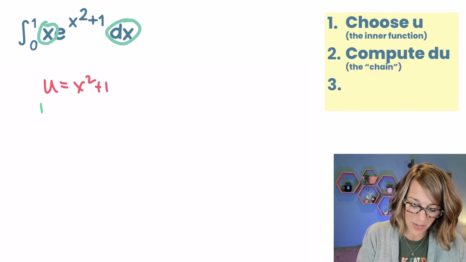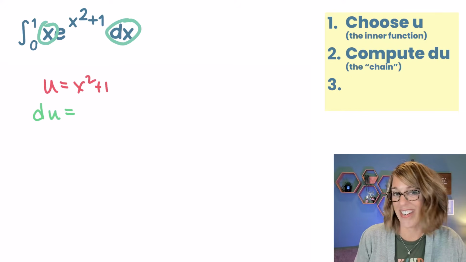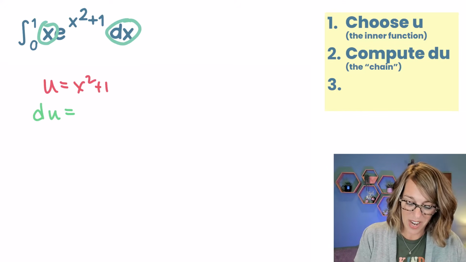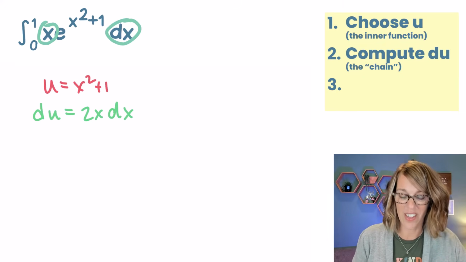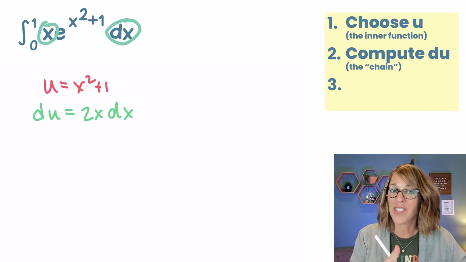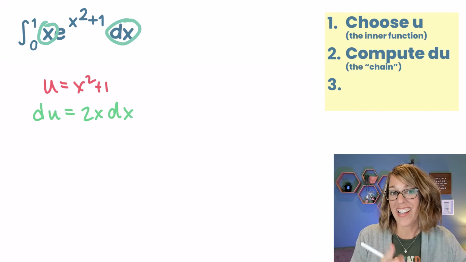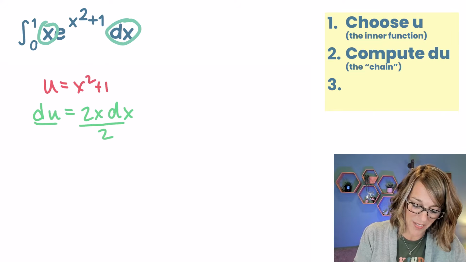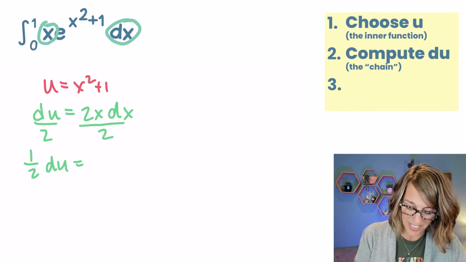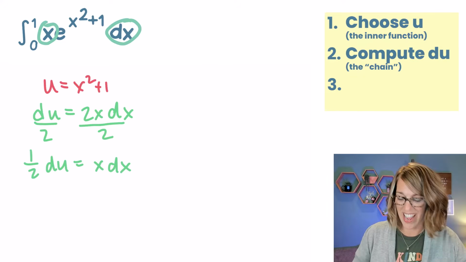So as I take the derivative of u on both sides, the derivative of x squared is 2x, the derivative of 1 is 0, but I'm going to follow that with a dx. Now what I've got circled up there though is an x dx, so to get that isolated, I'm going to divide off that 2, and I've got 1/2 du to replace the x and the dx.